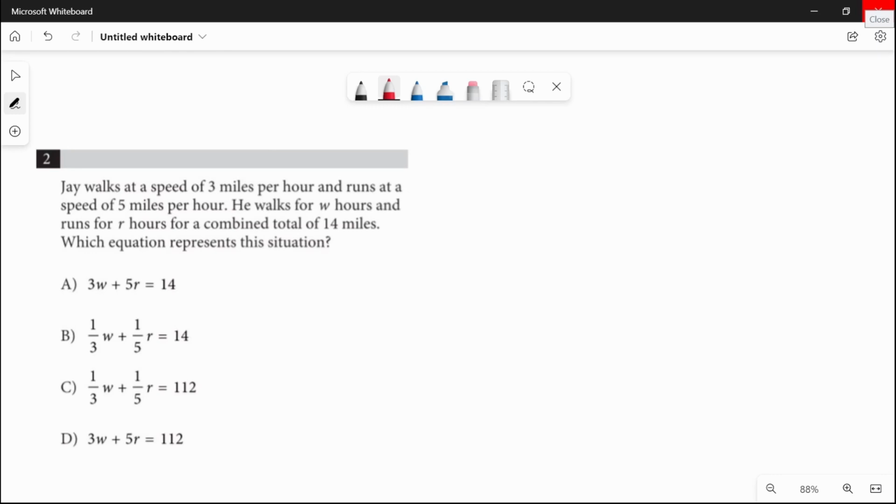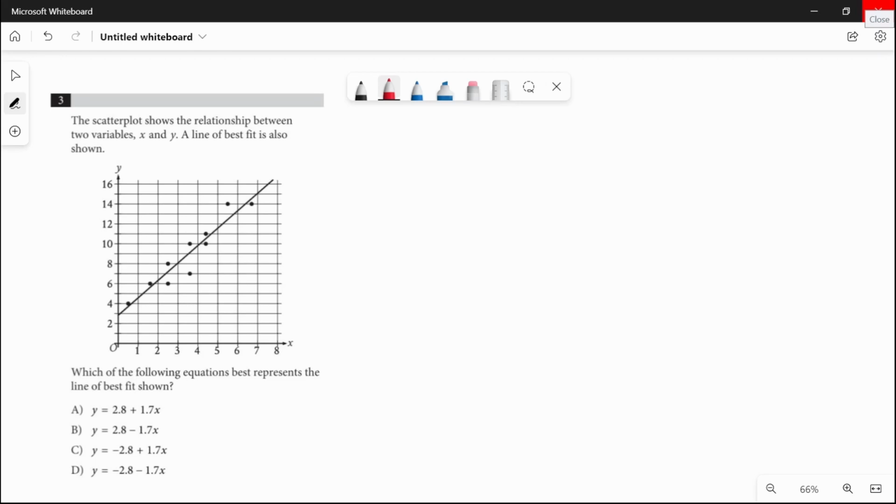Question number 2. Jay walks at a speed of 3 miles per hour and runs at a speed of 5 miles per hour. He walks for W hours and runs for R hours, for a combined total of 14 miles. Which equation represents this situation? So the speed while he was walking is 3, so 3 will be the coefficient of W. And the speed while he was running is 5, so 5 will be the coefficient of R, and that will be equal to 14. So the answer for this question is choice A.